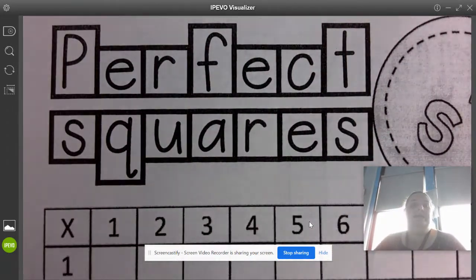Once again, today we're talking about perfect squares and square roots. We have run into these in our work, and so far we've used calculators, but we're really going to dive deeper and understand where they come from, what they are, and how we can evaluate them.